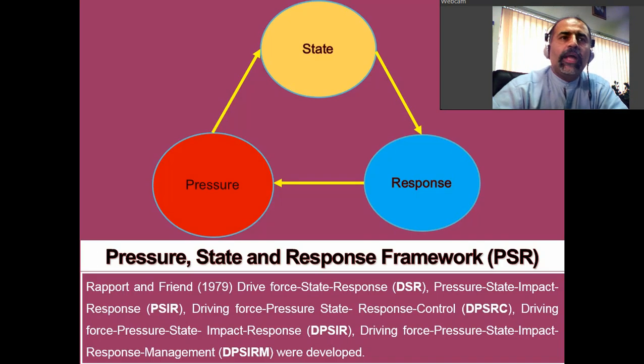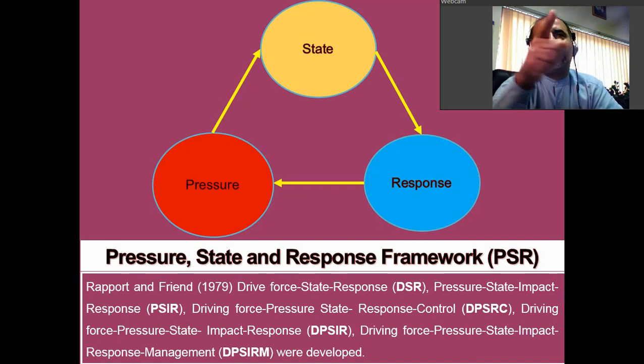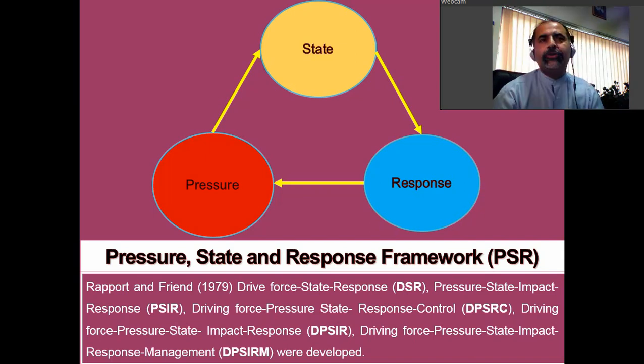So here I am going to discuss one of the most important concepts, which is based on the concept that I already discussed. It is called the PSR Framework, or the Pressure, State and Response Framework. As is seen here, it consists of three circles. It starts with pressure, which causes some states in the system, and then finally it leads to some responses.